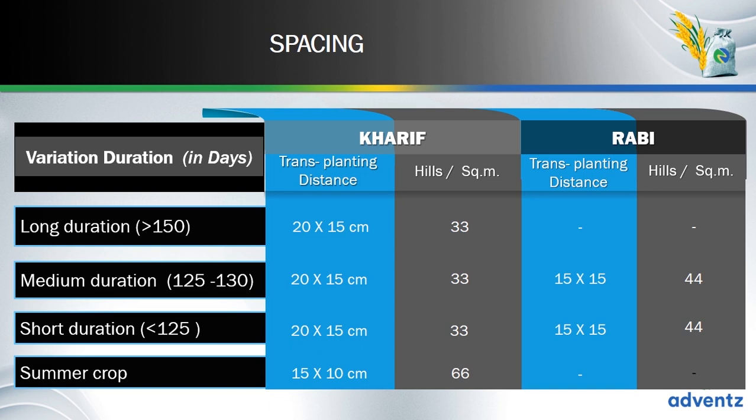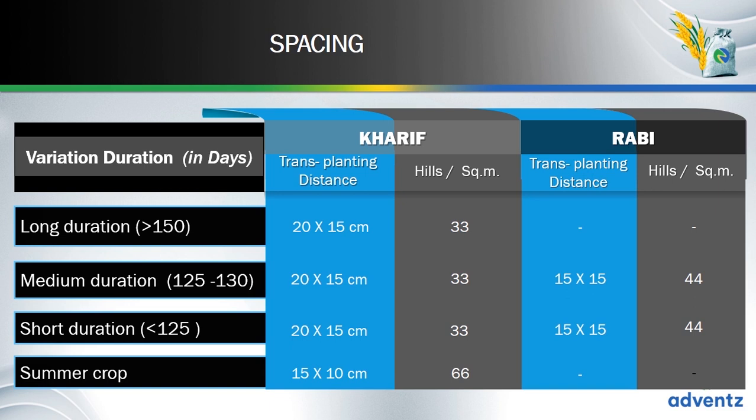125 days. For all these types of varieties, the transplanting distance during Kharif is 20 centimeter into 15 centimeter, which means that row to row distance is 20 centimeter and plant to plant distance is 15 centimeters. Number of hills per square meter should be 33.